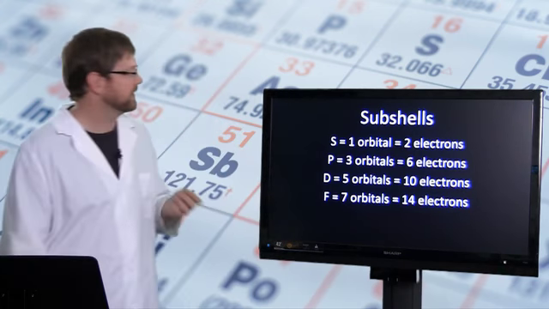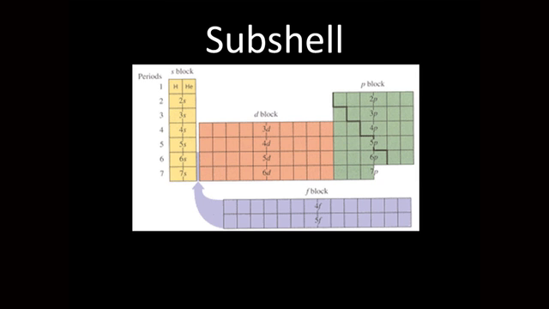If you look at the periodic table, you can see the first 2 columns are basically the S orbitals. The transition metals are the D orbitals, or their last orbitals are the D. The nonmetals are the P orbitals, and the lanthanides down here are the F orbitals.